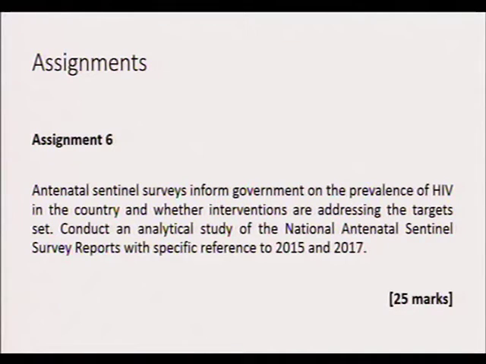Assignment 6: antenatal sentinel surveys inform government on the prevalence of HIV in the country and whether interventions are addressing the targets set. Conduct an analytical study on the National Antenatal Survey reports with specific reference to 2015 to 2017. So you will need to have access to these documents of 2015 until 2017 in order for you to do a good job on this assignment.